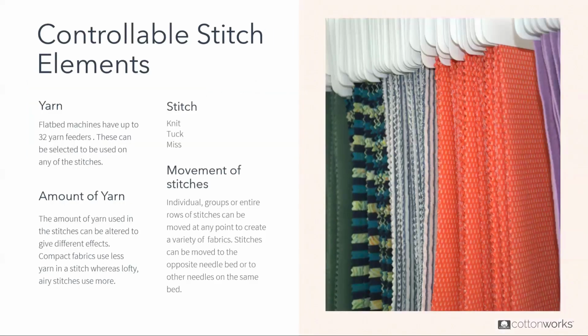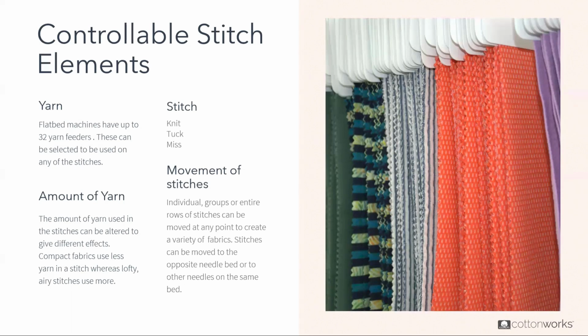We have many controllable elements to each of the stitches. The first one being the yarn that we use. Most machines have between 16 and 32 yarn feeders, so that means we can use between 16 and 32 yarns per fabric. The second thing we control is the amount of yarn. So are we going to have an open gauzy stitch with lots of yarn in it, or are we going to have a tight stitch where little yarn is put into it?